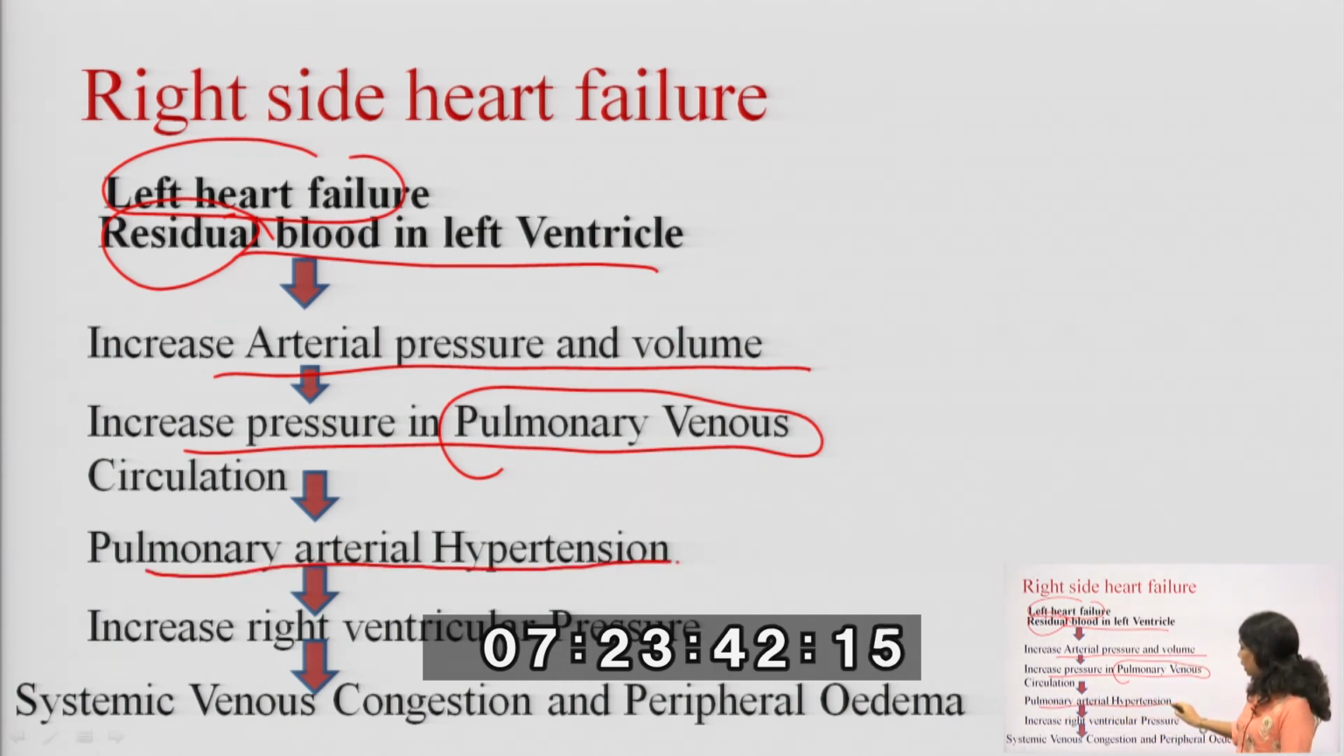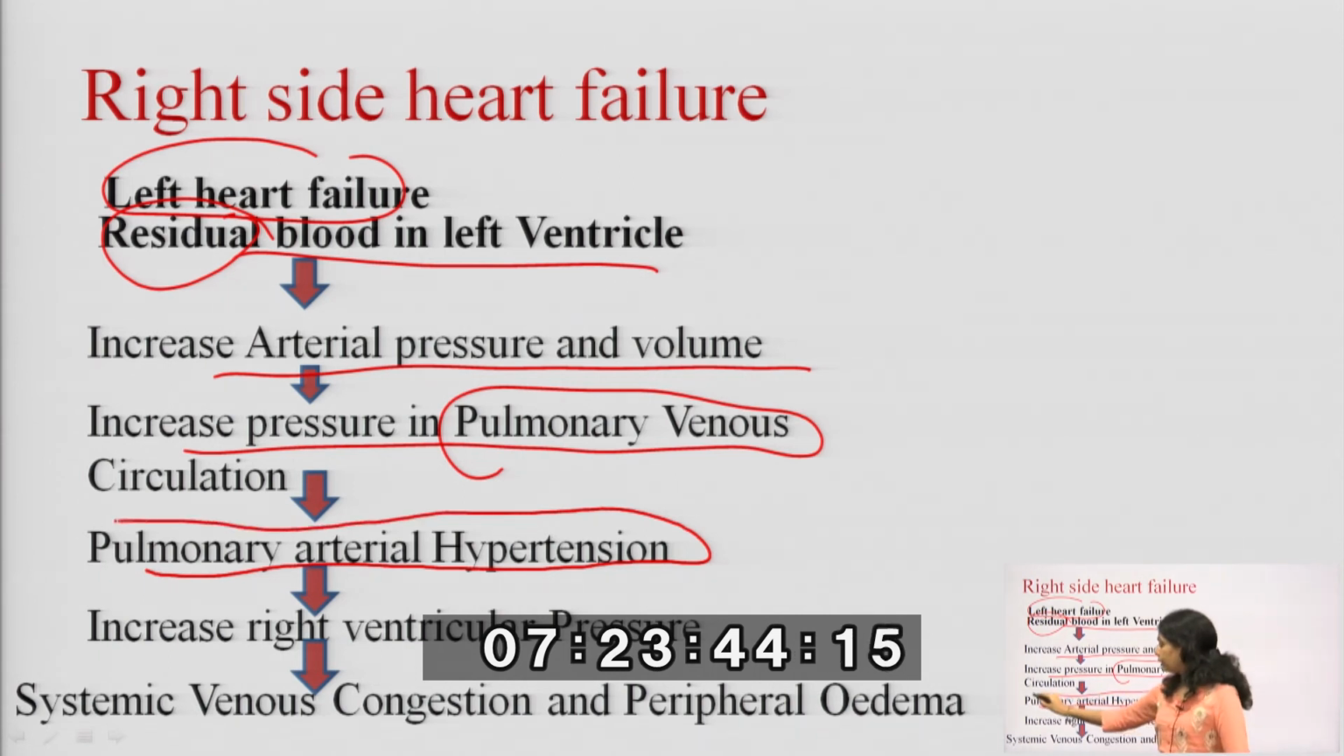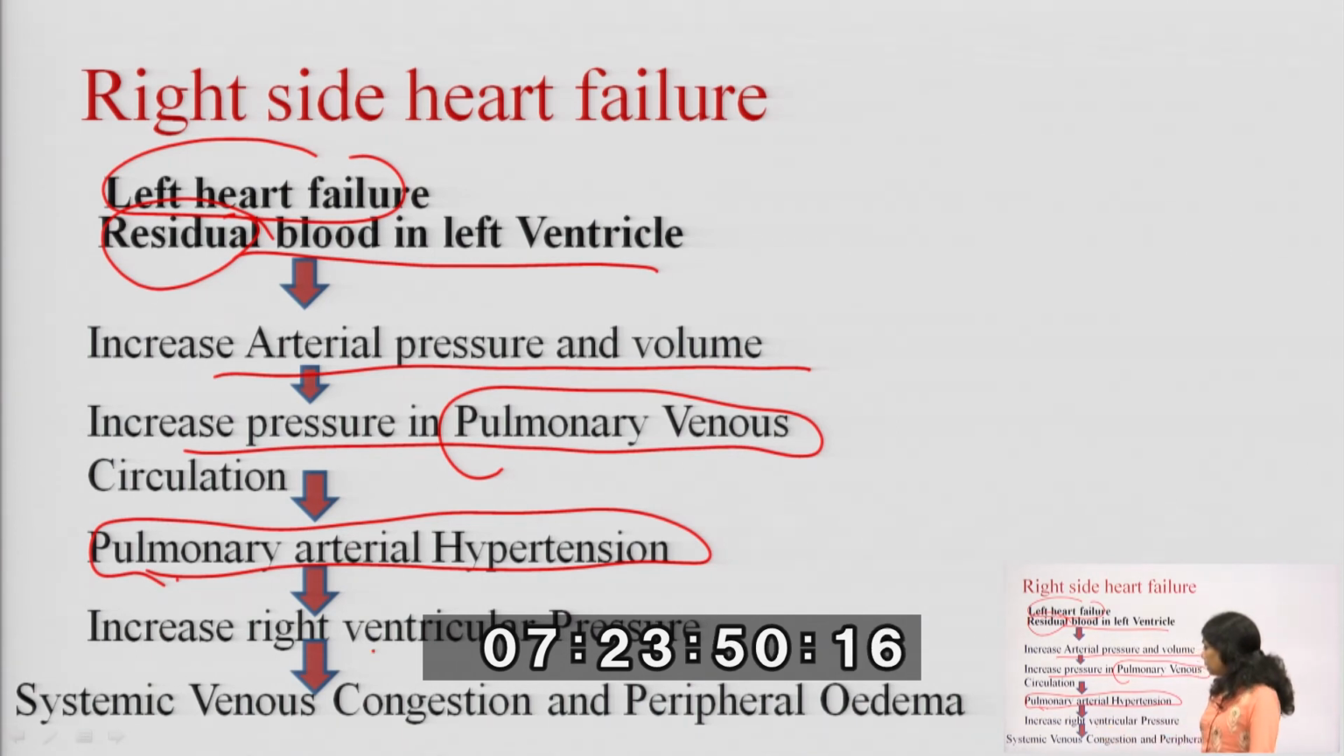Pulmonary arterial hypertension, finally it will lead to pulmonary arterial hypertension, causing increase in the right ventricular pressure, finally systemic venous congestion and pulmonary edema. See, in order to explain you the right side heart failure, I have to draw a diagram.